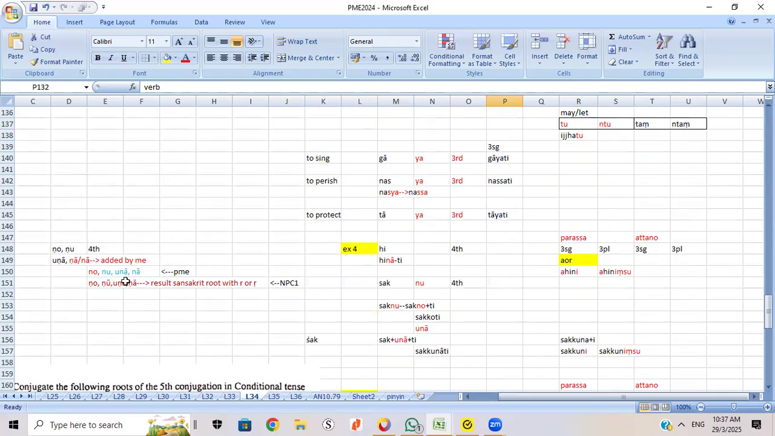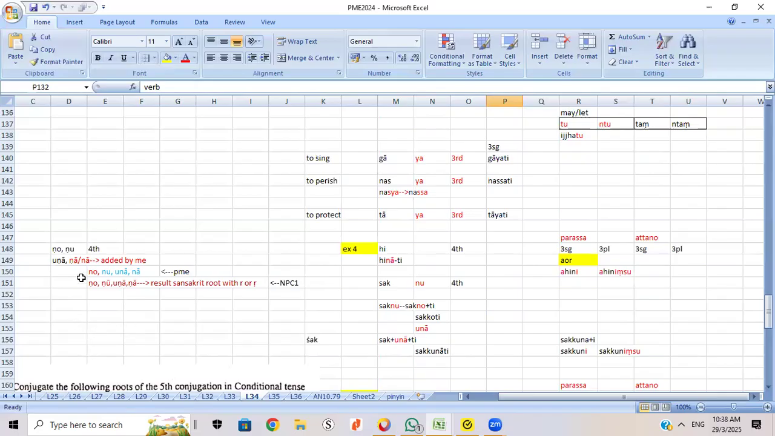Now, if you look at your PME, your PME is this one: nu, una, and na. If you look in your MPC, your fourth conjugation ends with a dot, no, nu, una, and na. You can see there is a contradiction with this. That day we already explained that the dot comes because of the Sanskrit root that has either R or the S with a diacritic mark.